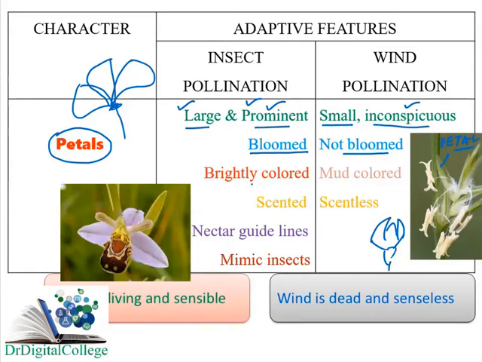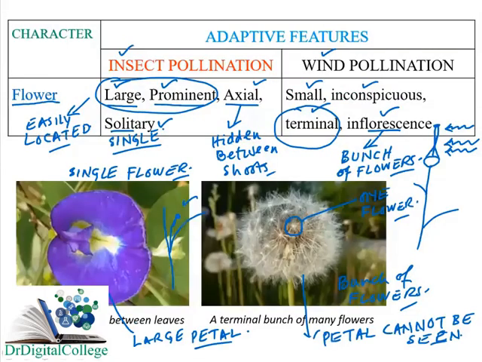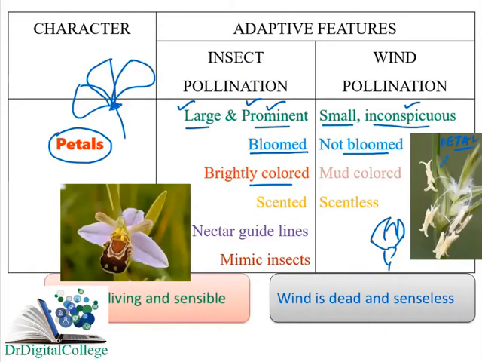Then petals are brightly colored. In the previous slide you have seen that the petal is such a bright blue color, a purplish blue color. Bright color is there. Here, look at this, this is a lilac color petal, and it is a very beautiful and very prominent colorful petal, while here petals are either mud color or green color.